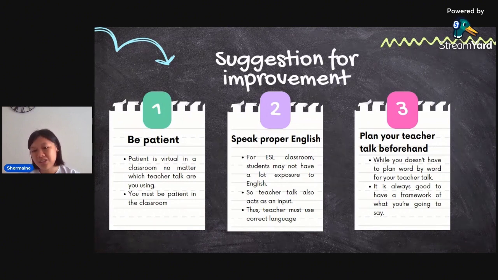Third is you should plan your teacher talk beforehand. You don't have to plan it word by word. It's like the lesson RPH, like a lesson plan. It's always good to have a framework of what you're going to say. For example, giving instruction. When you do a lesson plan, you already have a learning activity. You should also think of how to give the instruction so the students can get it clearly and do the learning activity. Of course, not word by word, not so rigid, but you should still have a framework so you have a clearer understanding of what you should do in the classroom.